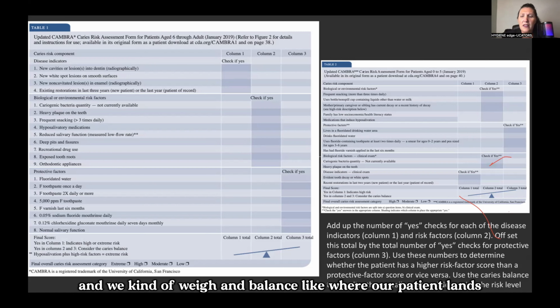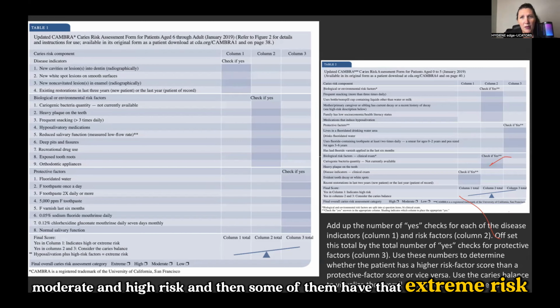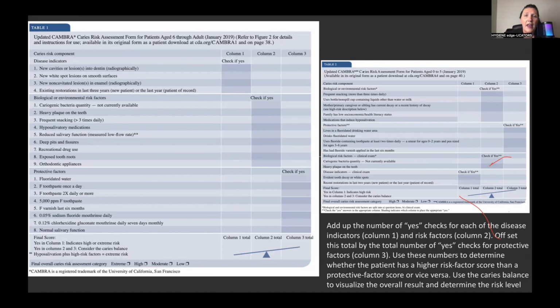our patient lands. Some of them have low, moderate, and high risk, and then some of them have that extreme risk. And we have the extreme risk on ours, and Jessica's going to show us this one in a minute that also has an extreme risk, which I really like having. So advancing caries risk assessments, I do feel like that's one advancement we should make: making sure that there is an extreme category on our caries risk assessments, because it's kind of hidden on some of the other ones. So I'm interested to know if some of you have that more extreme risk factor on yours as well.